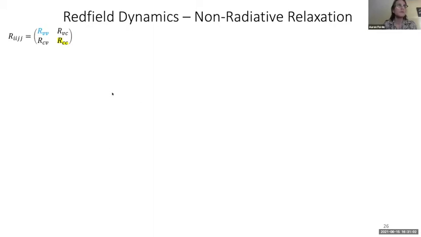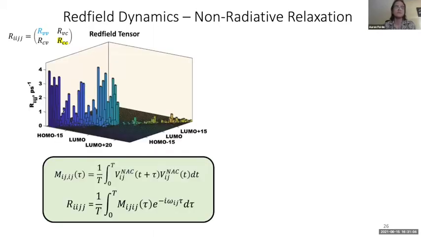is that these non-adiabatic couplings are processed into Redfield tensors, which is visualized in this main figure, by considering correlation functions. So this Mij, and then we take Fourier transforms of the correlation functions to get the Redfield tensor, Riijj. And the way to read this tensor is that the x and y axes correspond to specific orbital states. And then the z-axis refers to the intensity of the peaks.